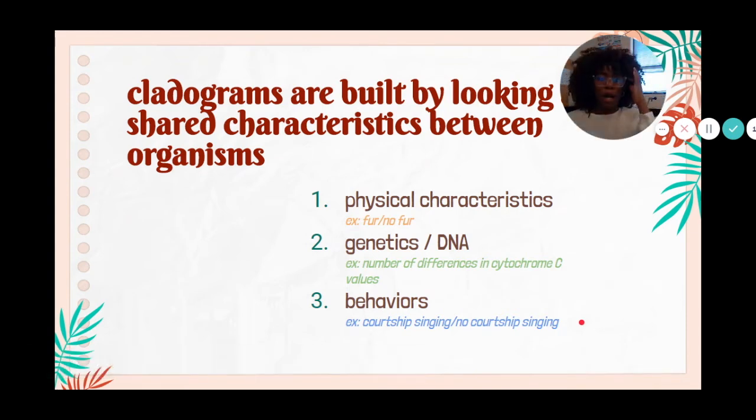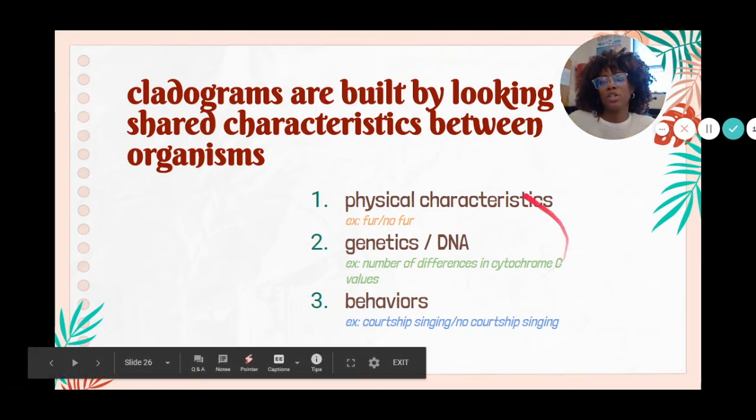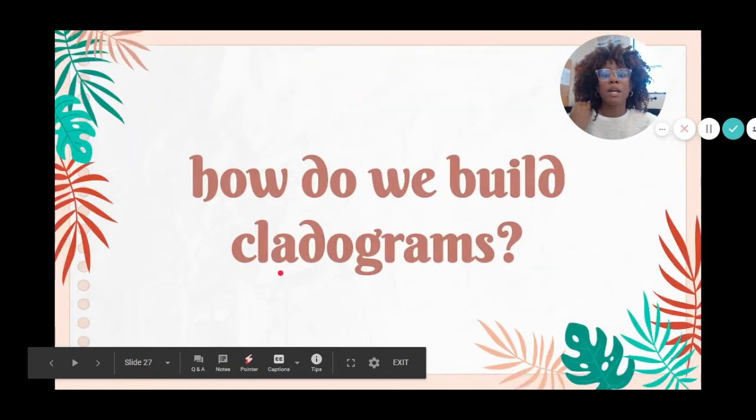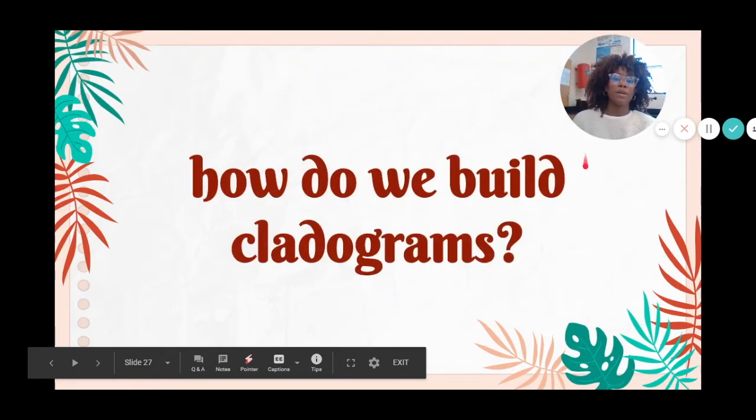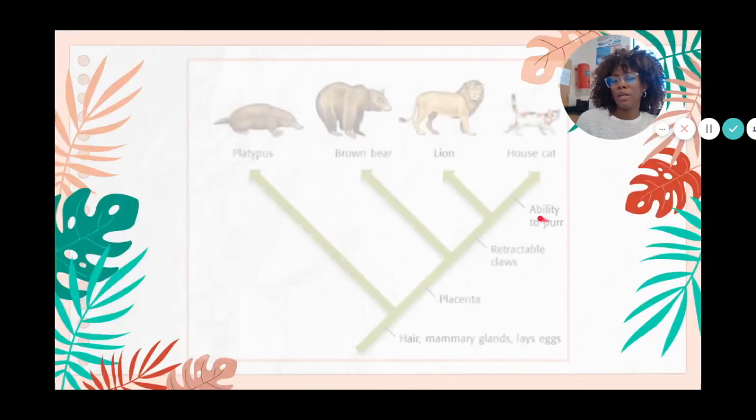So those are different things that we can look at, some shared characteristics. Of course, there are more that we'll come across, but these are just ideas of characteristics that can be shared between organisms. They give us a hint as to their evolutionary history. So how exactly do we even build a cladogram?